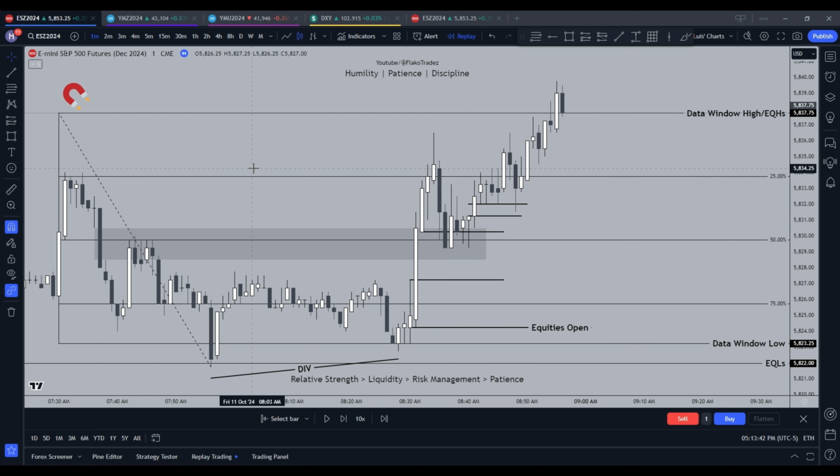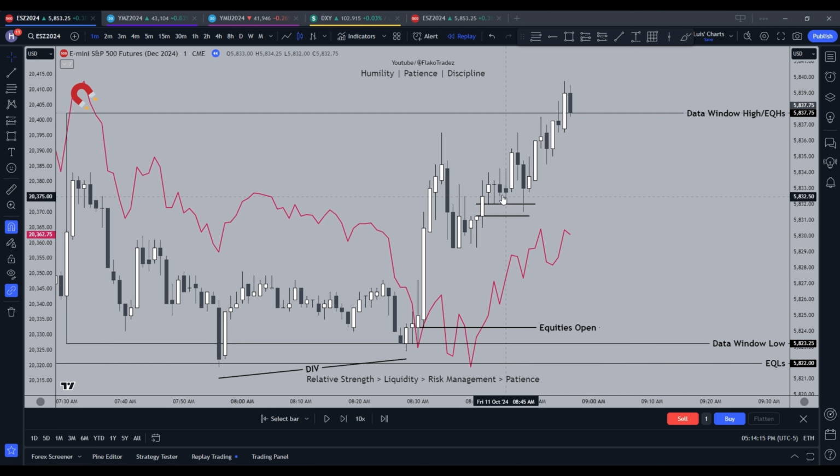But wait, you're missing something. Not only did we have the liquidity sweep plus imbalance, if you were comparing again NQ with ES, you would have noticed that while ES was trading lower, NQ was trading higher. And this is a divergence between ES and NQ. Now, what does this mean? This means that NQ was accumulating while ES was manipulating.